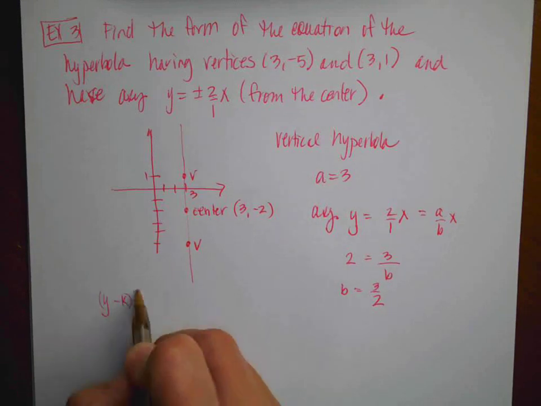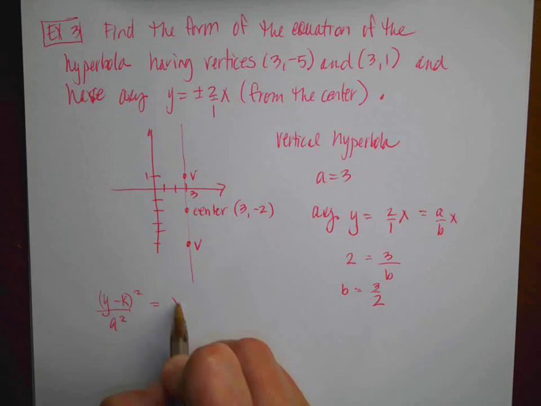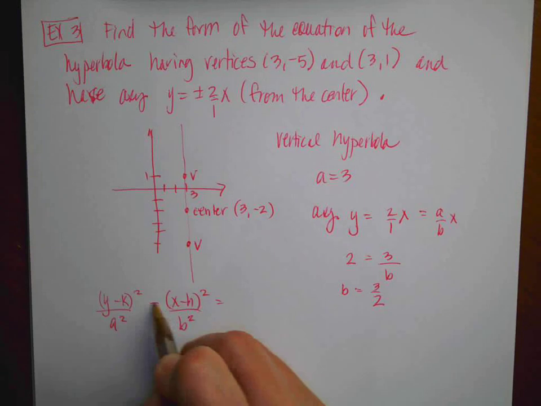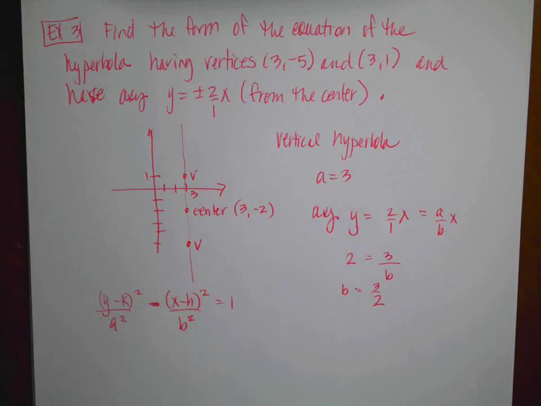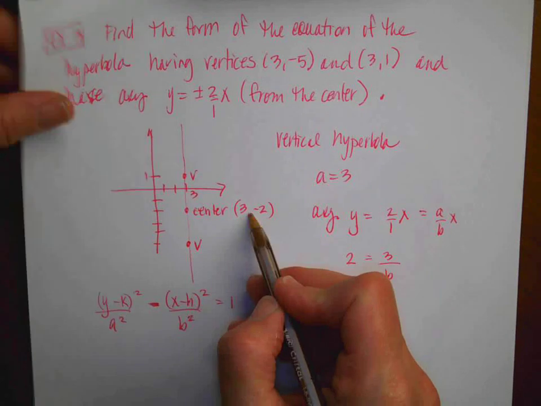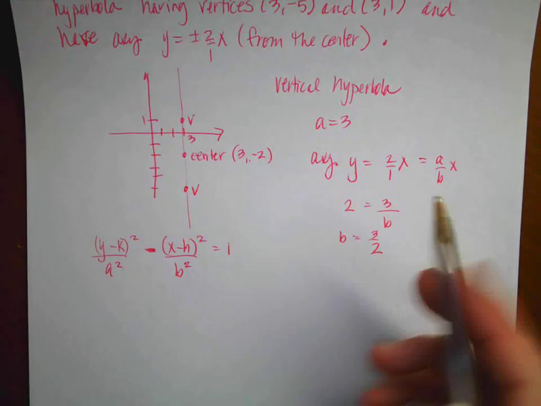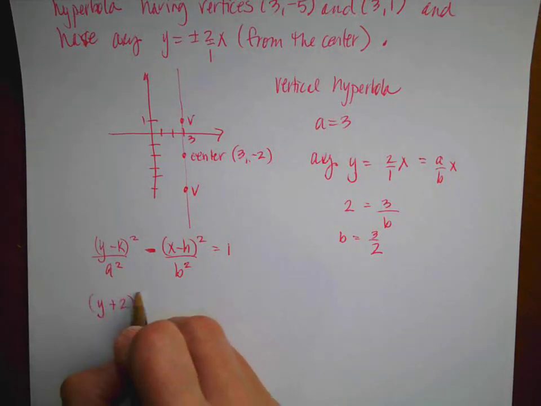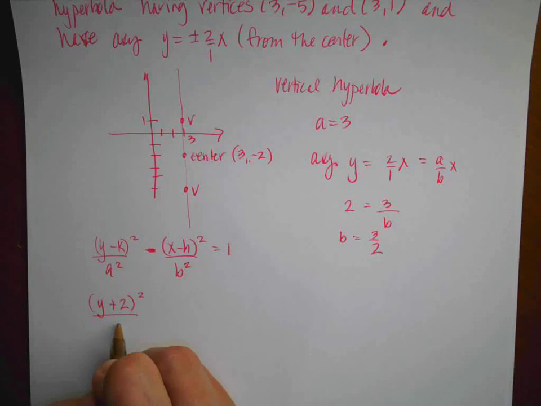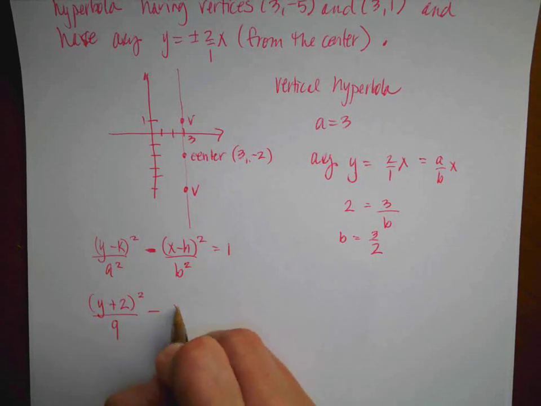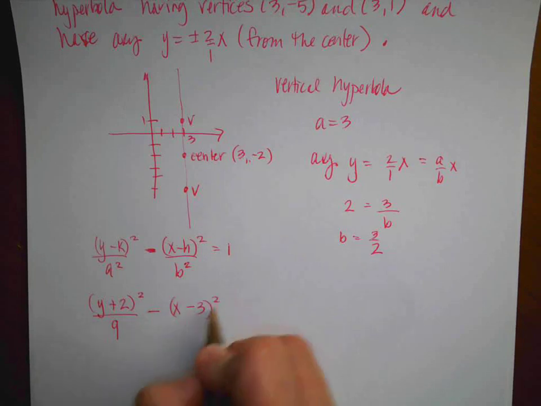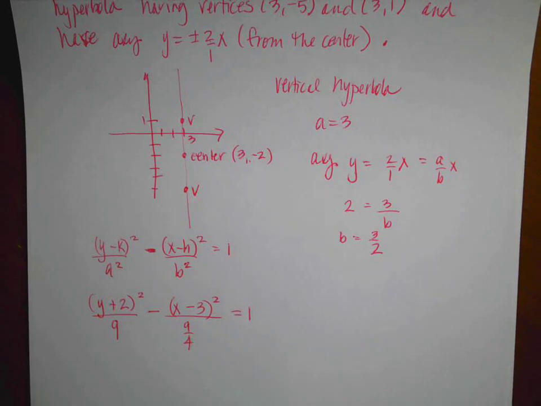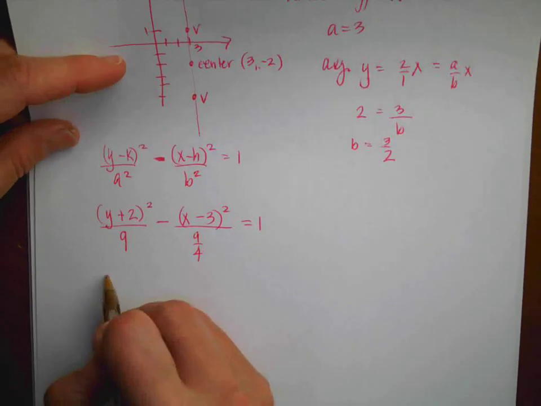So now I'm going to use my equation. Because it's a vertical hyperbola, it's y minus k quantity squared over a squared minus x minus h quantity squared over b squared equals 1. So now I know my center, so I know my h and k, I know my a and my b. So I'm going to write y plus 2 quantity squared over my a, which is 3 squared, is 9, minus x minus 3 quantity squared over 9/4 is equal to 1.